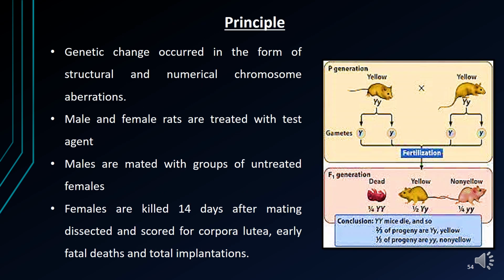The principle for this test is that genetic change can occur in the form of structural and numerical chromosomal aberration. Here, in this test, males are treated with the test agent. Then the males are mated with a group of untreated females. Females are killed 14 days after mating and dissected, and after that they are scored for corpora lutea, early fetal death and total implantations.